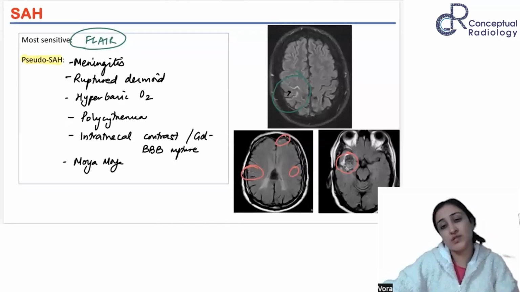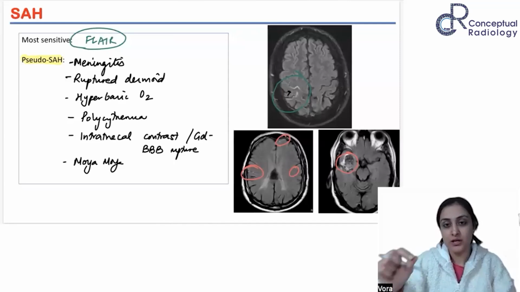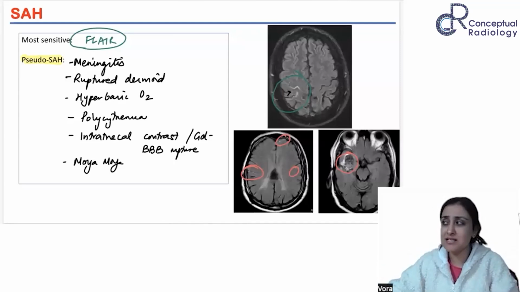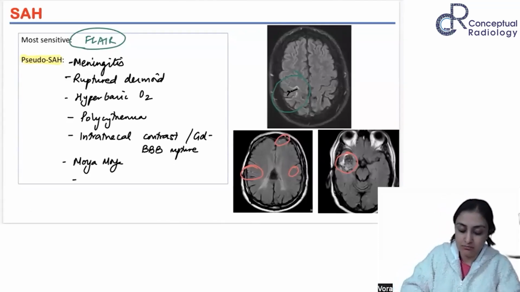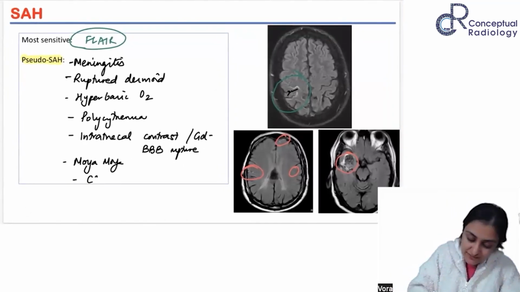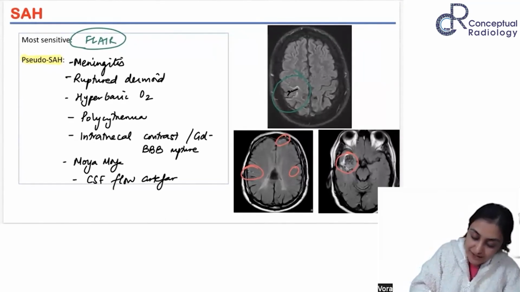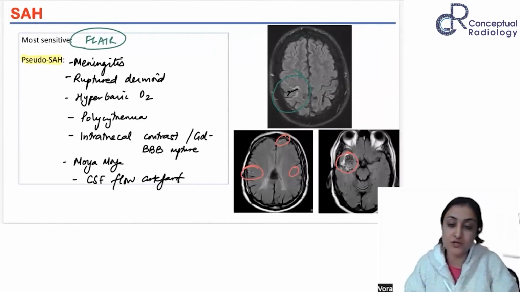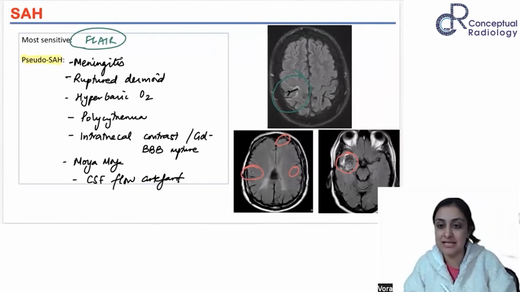Cortical necrosis doesn't result in hyperintensity on a flare sequence. Okay, so maybe in subacute stages of thrombosis, it may appear hyperintense on flare in one isolated space, but usually not a part of this list. Apart from that, you can just have a flow artifact. So it could be a CSF flow artifact as well. So these are all the causes of flare hyperintensity that you have.